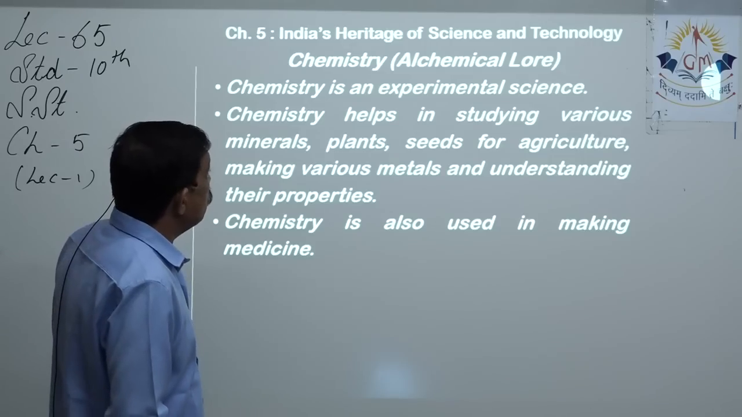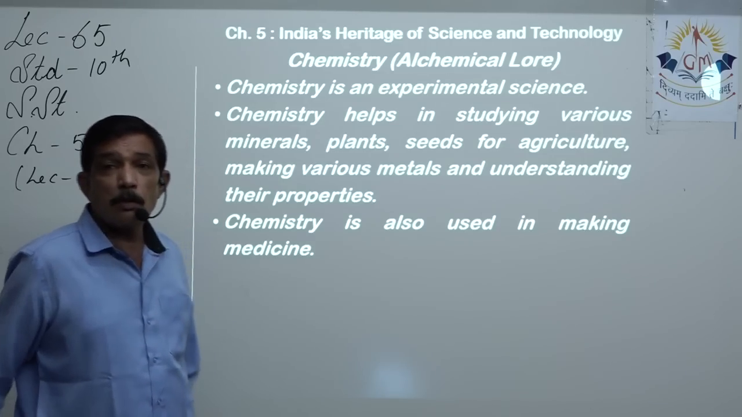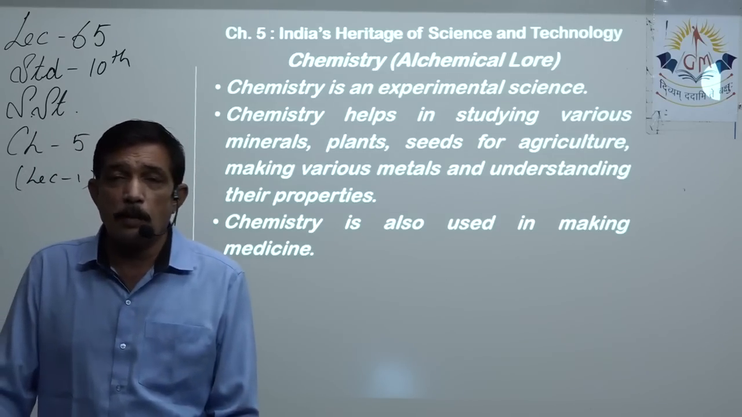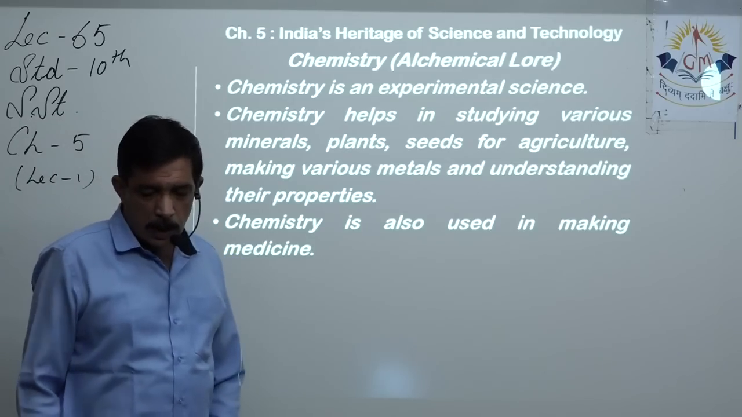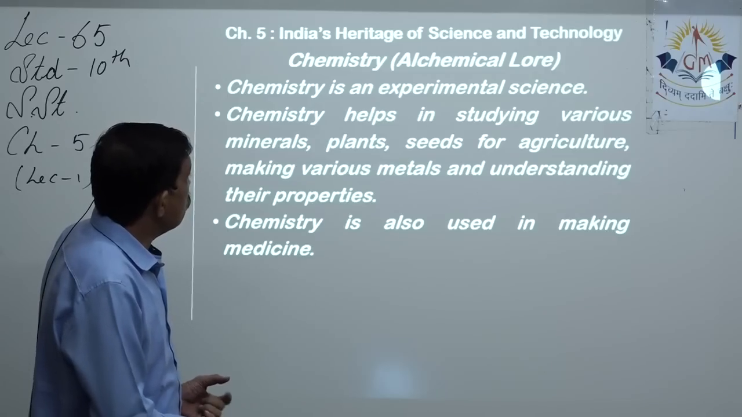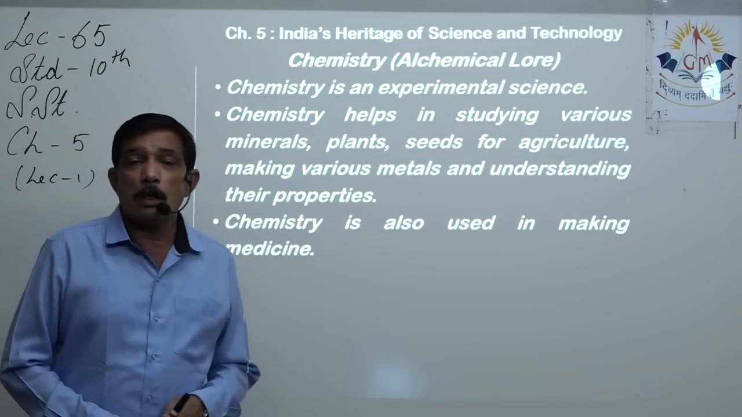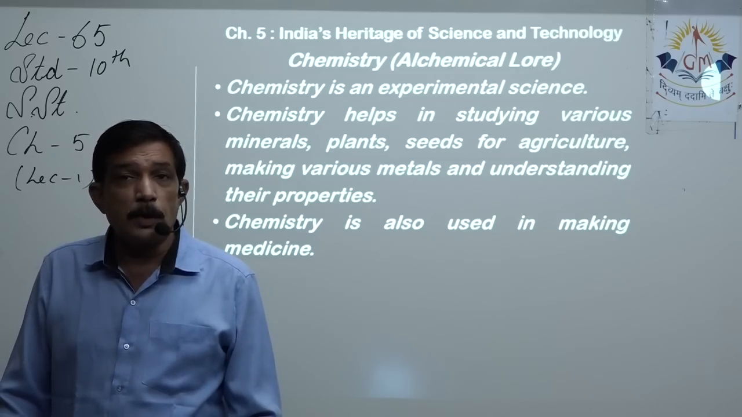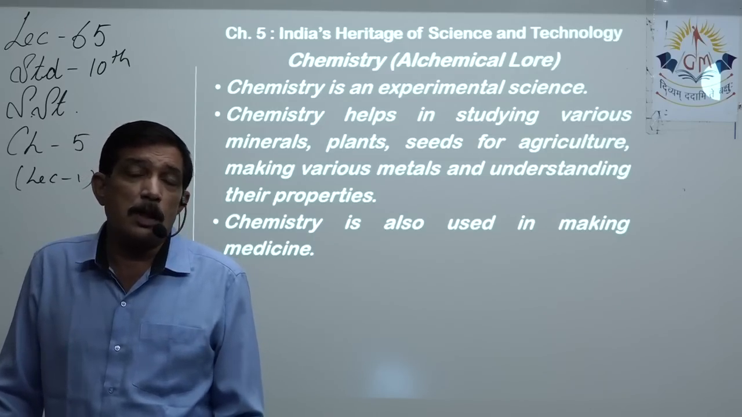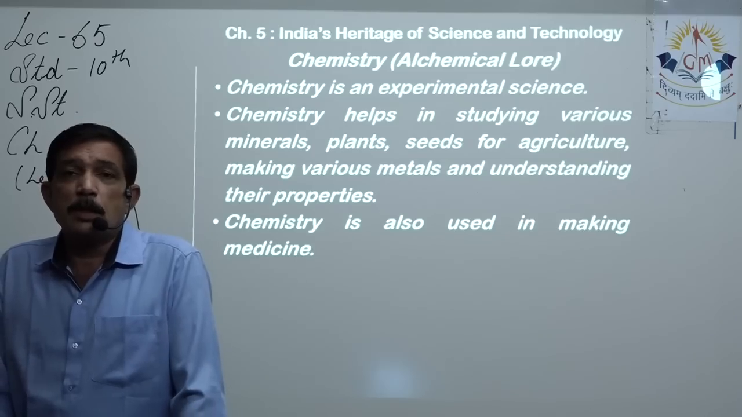Next we come to chemistry. Chemistry is also known as alchemical lore. Chemistry is an experimental science. Yes, one very short 4-5 word definition. What is chemistry? Chemistry is experimental science.